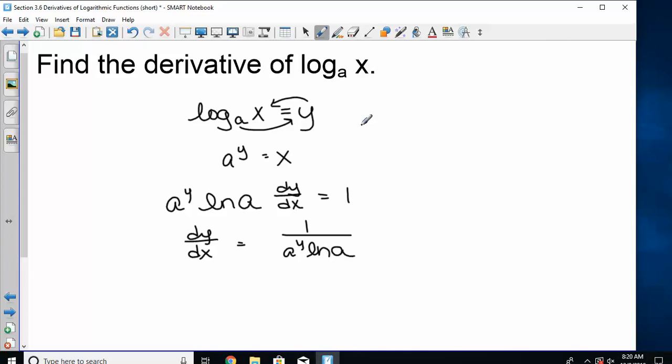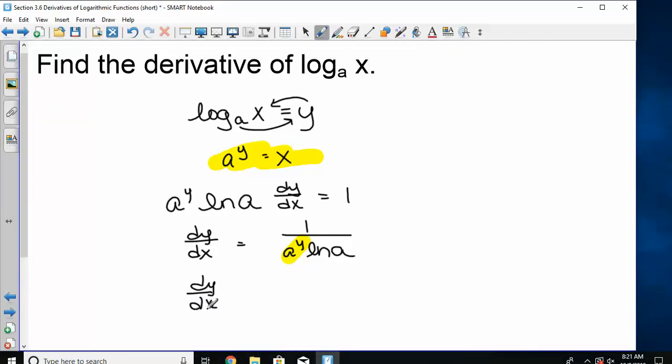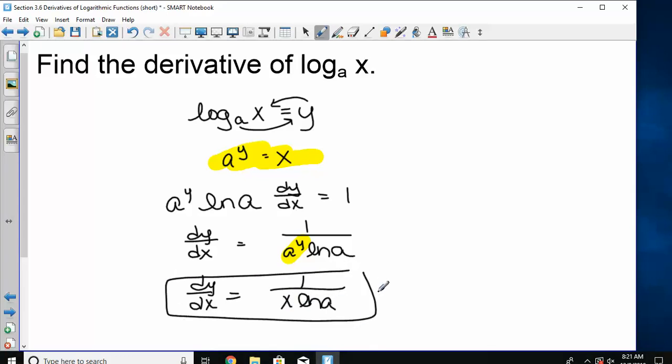But if I didn't want a y in this, what's a to the y equal to? a to the y is equal to x. So I could sub that back in, and this is 1 over x natural log of a. So the derivative of a log is 1 over the argument times the natural log of the base.